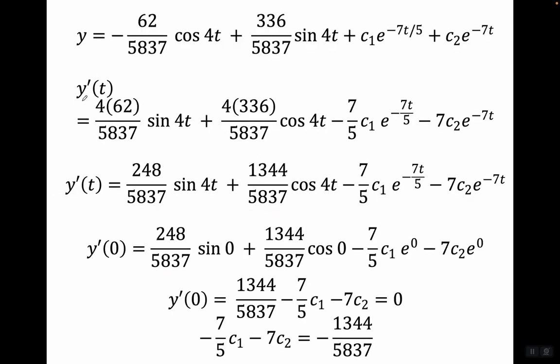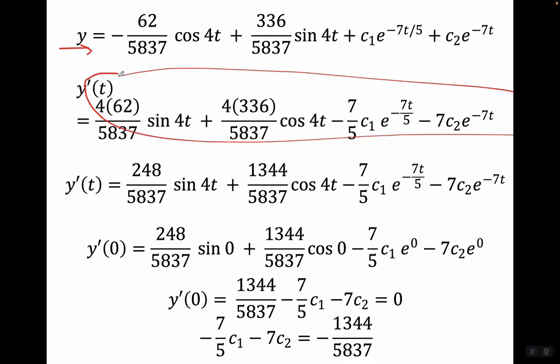Let's do the same thing with y prime. Here's y. Take the derivative, and we end up with this. Oh my goodness, what a mess. But that's what you get when you take the derivative of the above equation. That simplifies to 248 over 5837 sine 4t plus 1344, and so on.